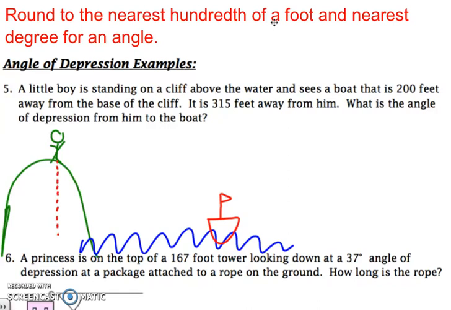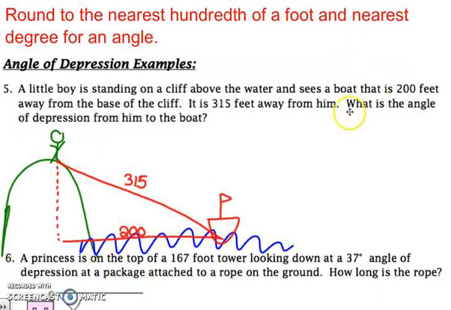It is 200 feet away from the base of the cliff, and it is 315 feet away from him. So from this person to this boat is 315 feet. What is the angle of depression from him to the boat?